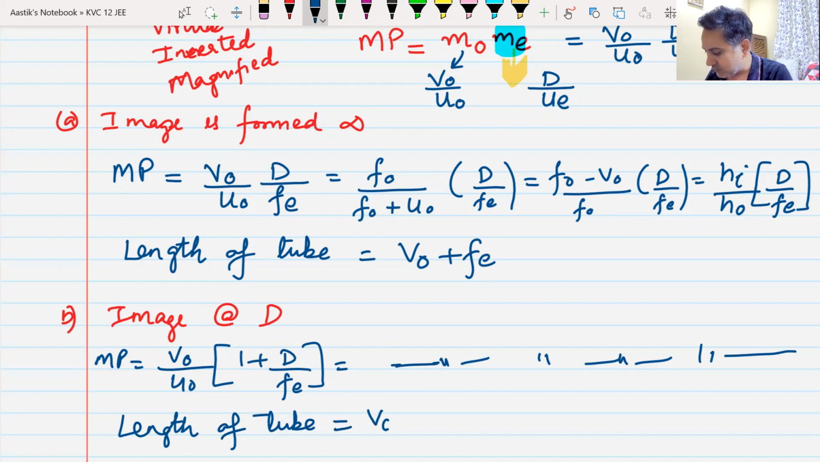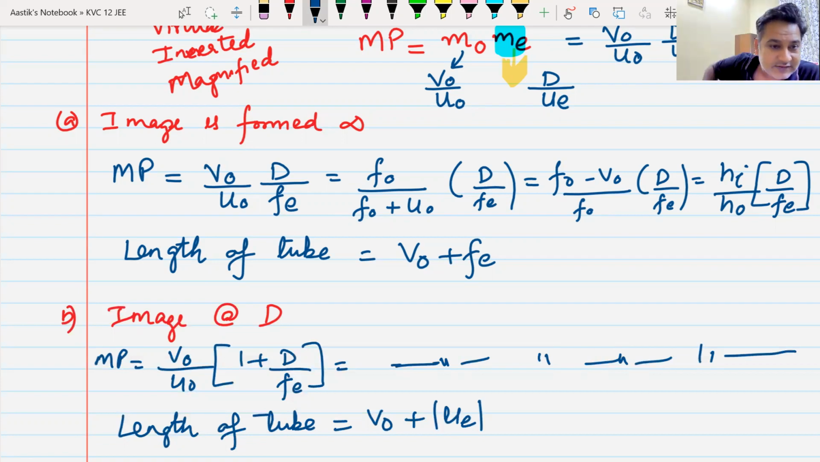Length of the tube in this case will be V naught plus modulus of UE. Why am I writing modulus of UE? Because by sign convention, UE will be negative, and I don't want the negative value. I want the positive value. Do we understand this? Yes or no?